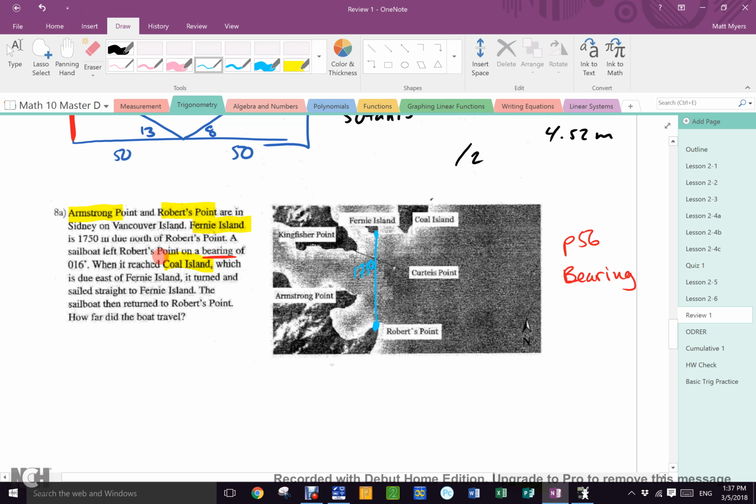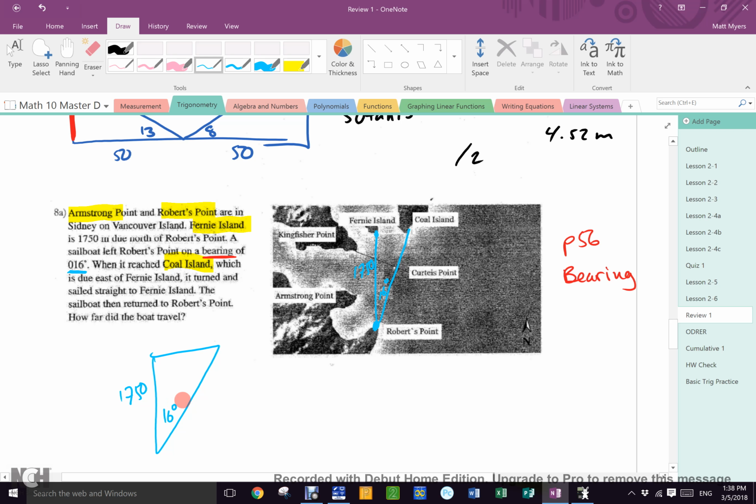The sailboat leaves Roberts Point and sails to Coal Island on this bearing. Let's say you forget how to do bearings. But the question does say that I'm going to Coal Island. So if I sail from there to Coal Island, you don't remember how it works, but I'm going at 16, then this in here must be 16 degrees, must it not? Even if you don't remember how to do bearings. So you have this triangle, 1750, and this is 16 degrees.